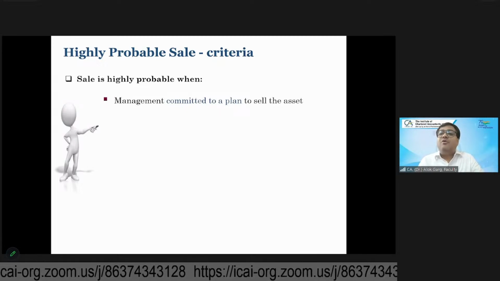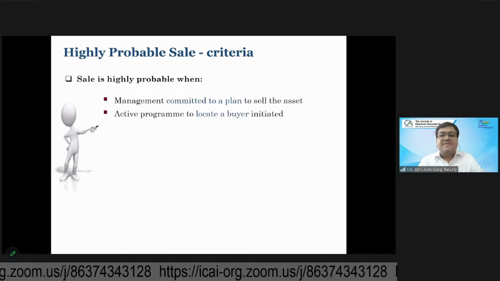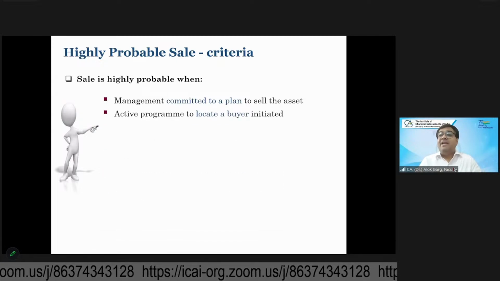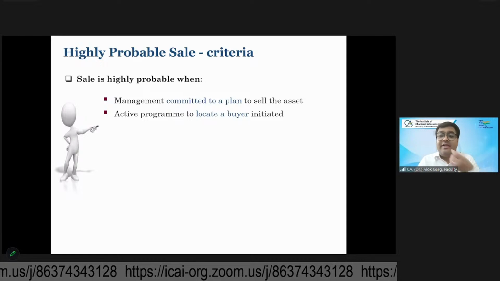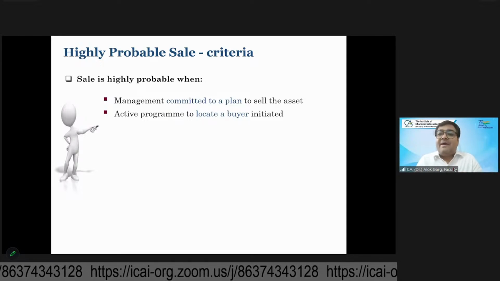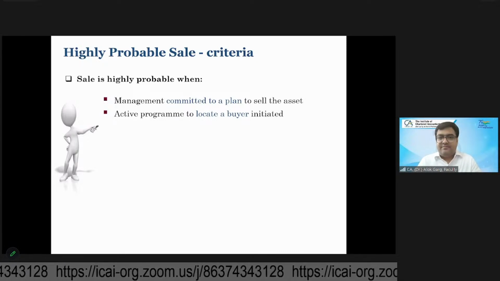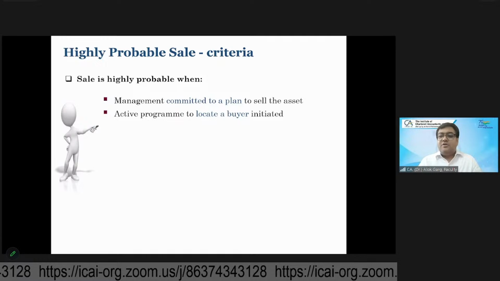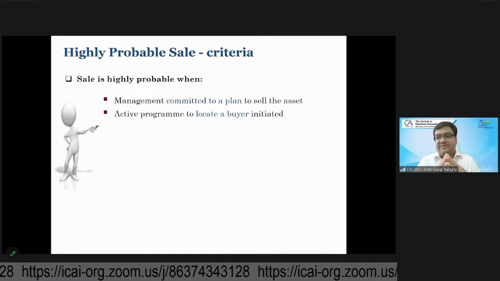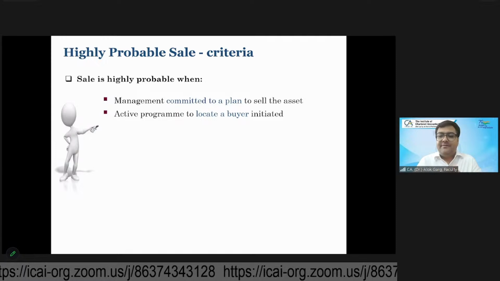Management is committed to a plan to sell the asset. Active program to locate a buyer has been started. Correct? So management is committed means it is already approved in the board meeting. Active program to locate a buyer has been started means the company has started searching for the buyer. Right? So let's say Abrikesh is a chartered accountant and he is the auditor of a listed company.